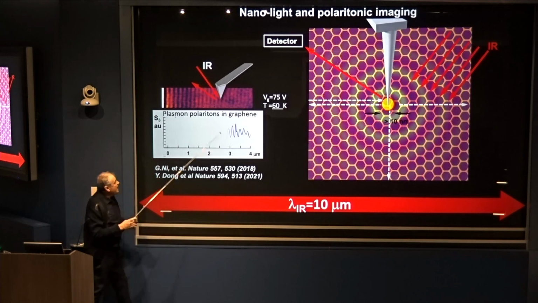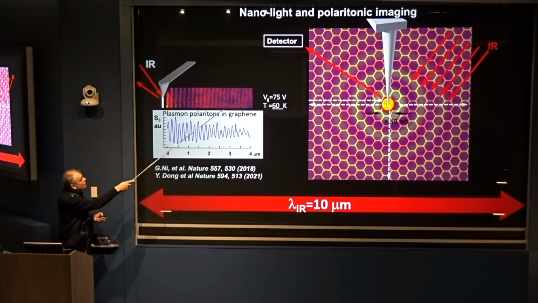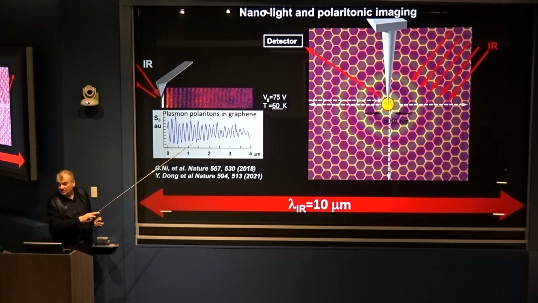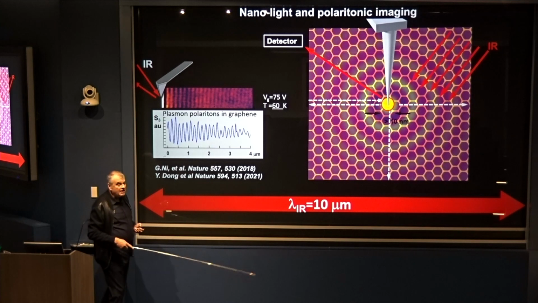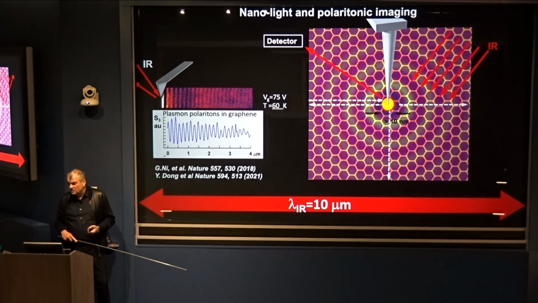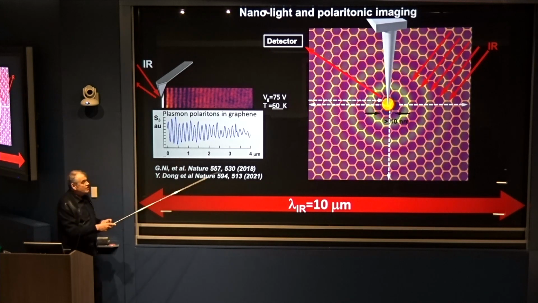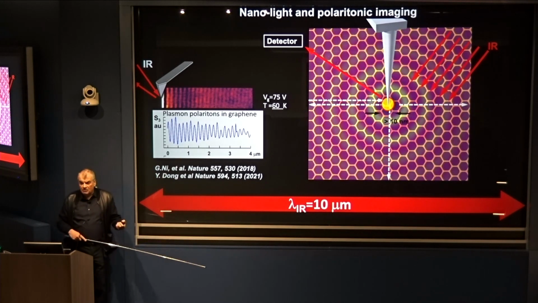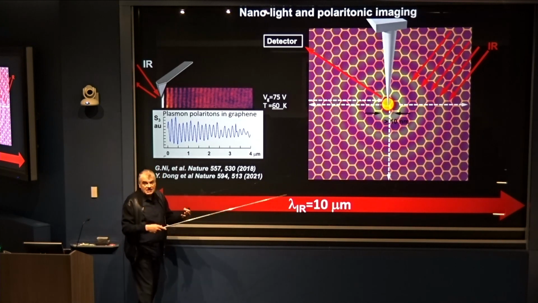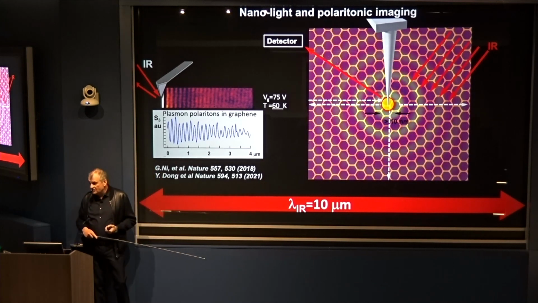And when you scan this tip from the interior of the sample to the physical edge, you go through minima and maxima of this standing wave pattern. And from the periodicity and the wavelength of these oscillations, you learn about the electronic phenomena from visualizing these hybridized quasi-particles of light and matter.